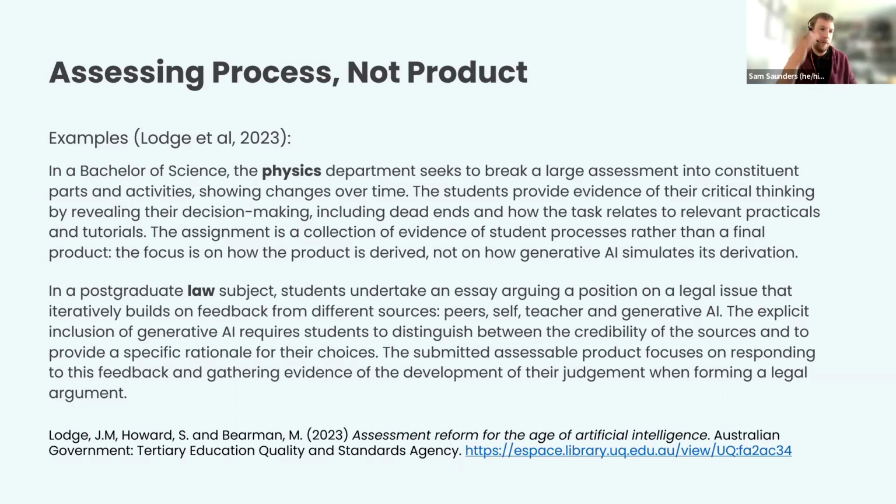And the submitted assessable product then focuses on responding to the feedback. So you've chosen this, and why. And gathering evidence of the development of their judgment when forming a legal argument. So they have to make an informed decision that's based on knowledge that they've been given via the course. So the decision is the bit that we're interested in. Why have you made that choice? What prompted you to make that choice? And would you make that choice differently in the future? That's also a good question that AI probably wouldn't be able to respond to, because that's a very personalized question that requires quite heavy reflection. Does this all make sense so far?